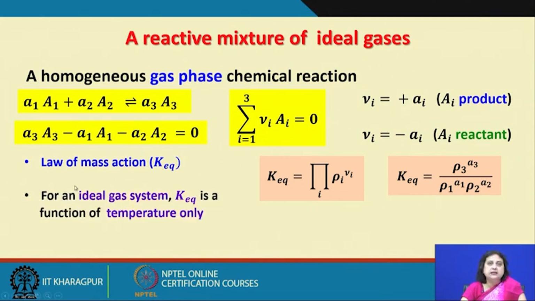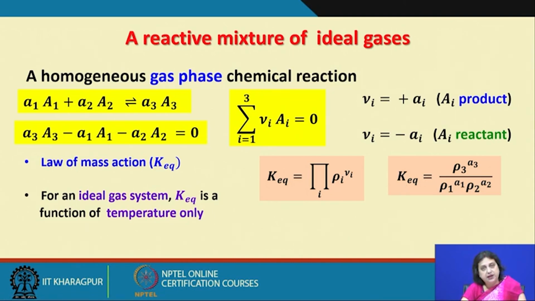The next thing that I would like to mention over here is that in an ideal gas system, if you have a homogeneous gas phase reaction and individually this gas mixture of A1, A2 and A3 is behaving like an ideal gas mixture, at equilibrium it depends on temperature and temperature only, which means this equilibrium constant is a constant value at a given temperature.